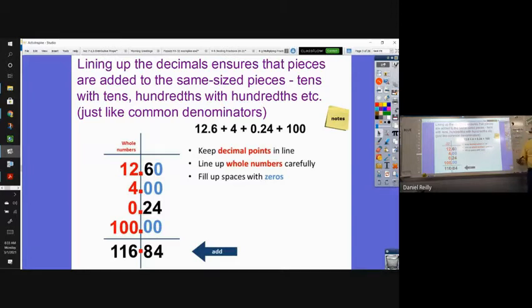All right, multiplication and division. Did we have to worry about getting a common denominator when we multiply and divide fractions? No, the pieces don't have to be the same size. So when we multiply and divide decimals, we don't have to worry about lining up the decimals. We just multiply the numbers.